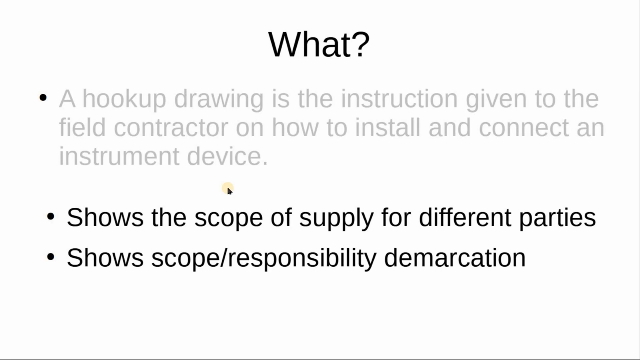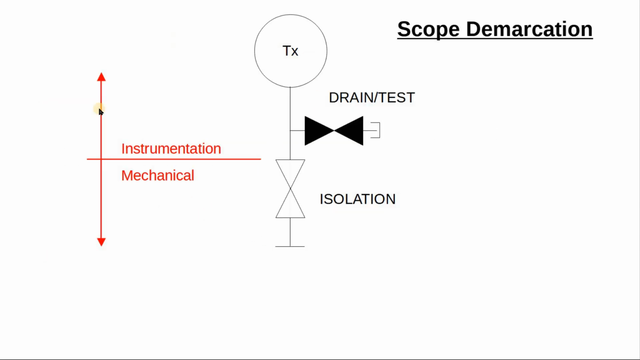One key element we also include in the hookup drawing is the demarcation of responsibilities, and also who is going to supply what. So in this drawing here, in this piece, you can see that this is a line, this is a pipe, and there is a valve, we call it the isolation valve, and anything below this valve, including the valve, belongs to the mechanical or piping group, even the installation. Anything above the valve is the instrumentation. So this is the scope demarcation.